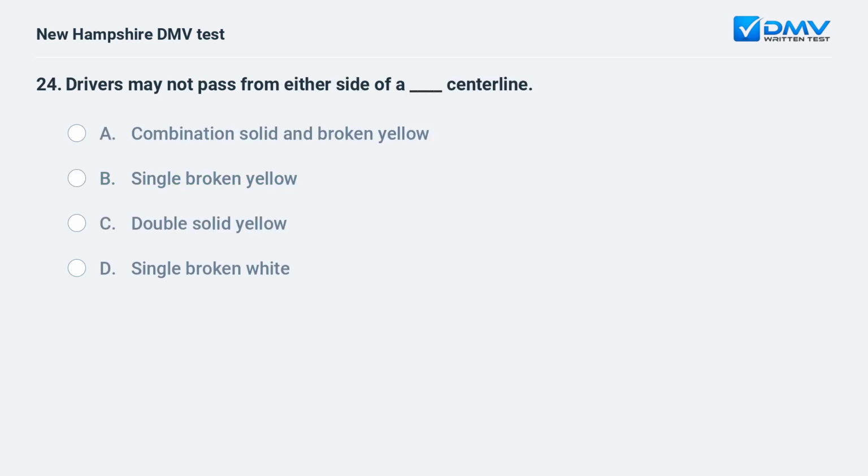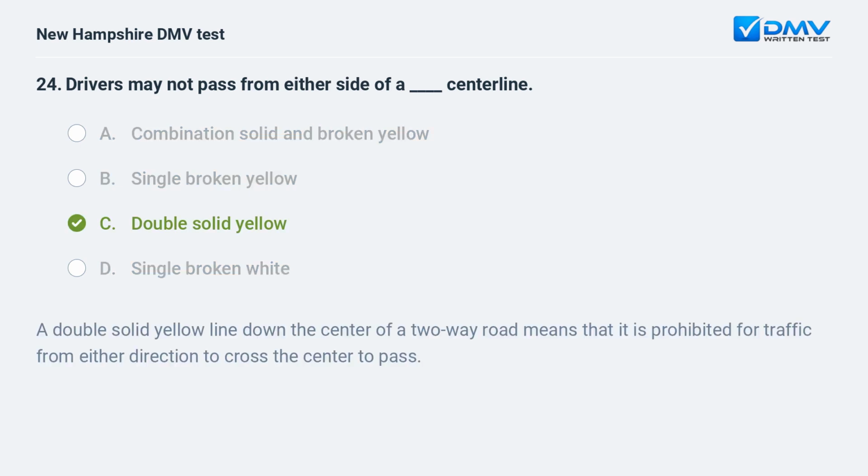Drivers may not pass from either side of a, fill in the blank, centerline. A. Combination solid and broken yellow. B. Single broken yellow. C. Double solid yellow. D. Single broken white. C. Double solid yellow. A double solid yellow line down the center of a two-way road means that it is prohibited for traffic from either direction to cross the center to pass.